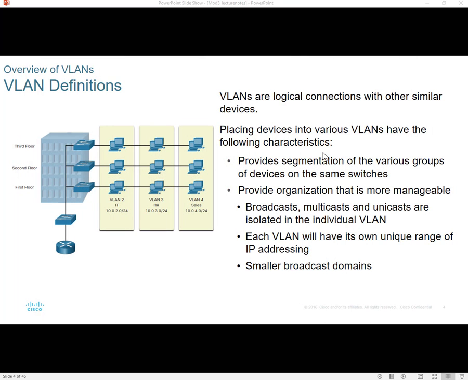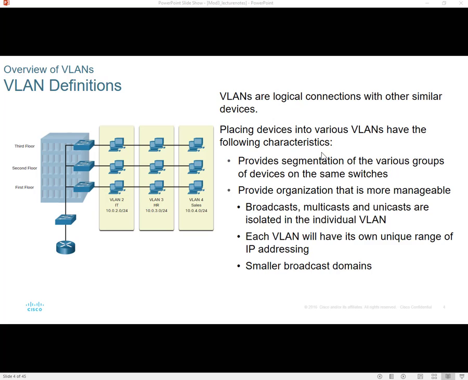Okay, so first of all, VLANs are basically logical connections with other similar devices. When you place devices into various VLANs, they have several characteristics. One, each of those devices in a separate VLAN does not have any idea about what or where the other devices are. So this provides a segmentation of the various groups of devices that happen to be on the same switches.